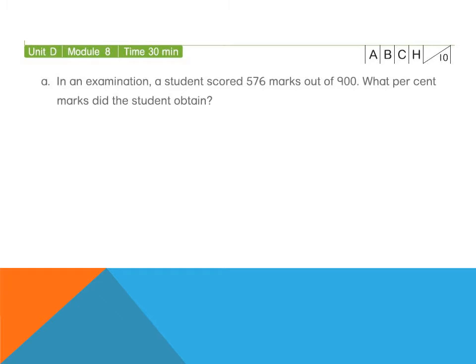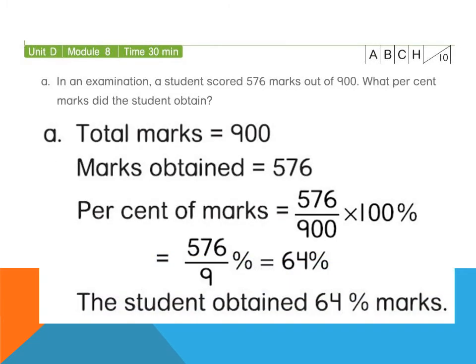Now let us move on to the answer. Total mark equal to 900, marks obtained equal to 576. So percentage of mark equal to 576 by 900 into 100. 0 cancels out both in 900 and 100. So what we are left with is 576 divided by 9, which will give you 64%. Then the concluding sentence, the student obtained 64% marks. Pause the video if required and note down the answer.